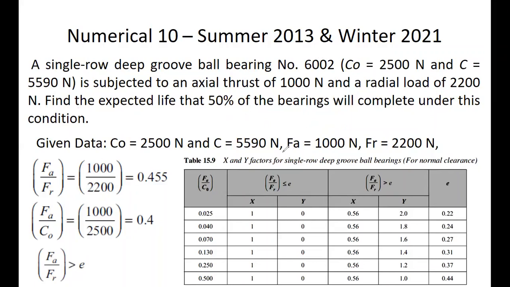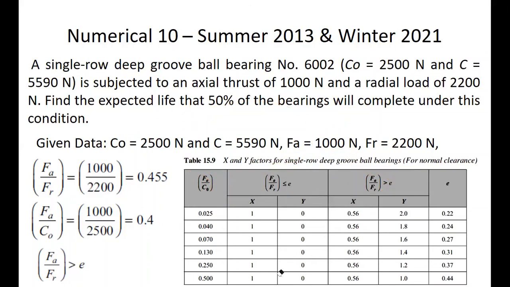So we have FA, we have CO. We have FA, we have FR. So we can find the FA upon CO ratio and the FA upon FR ratio, and see whether FA upon FR is less than E or greater than E. Accordingly, we can look at our table. So let's do the calculation.